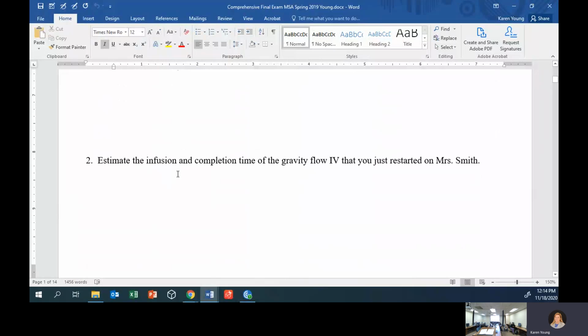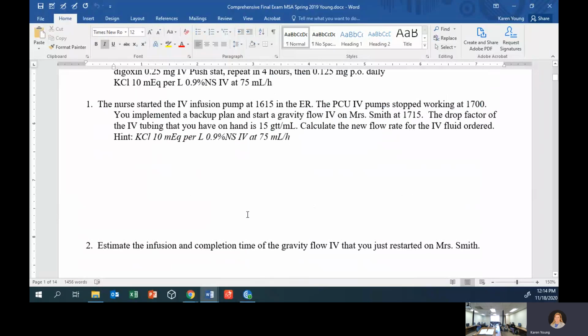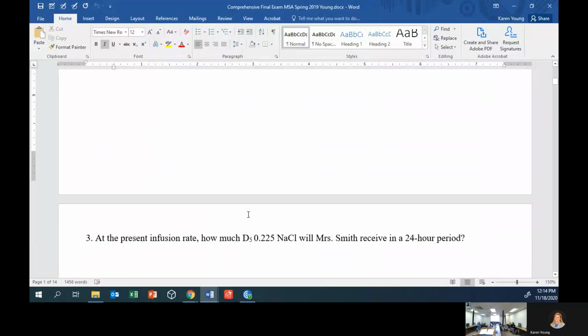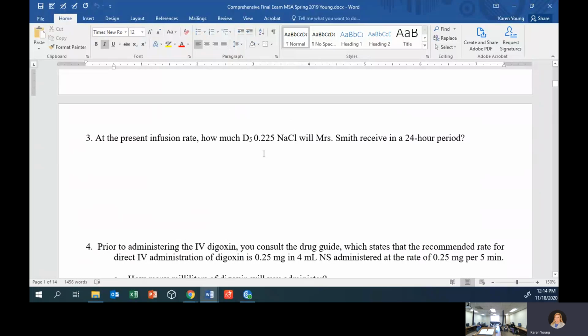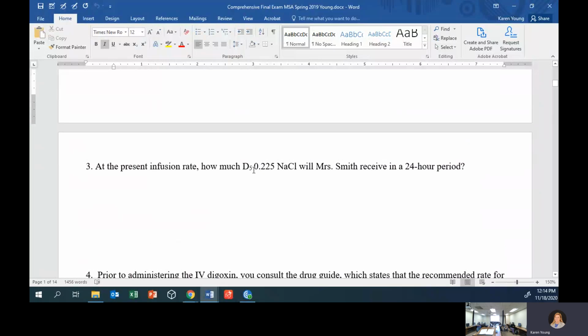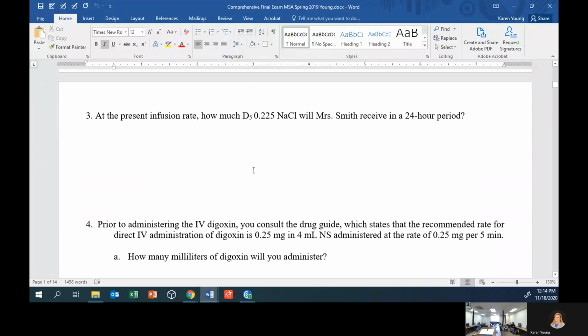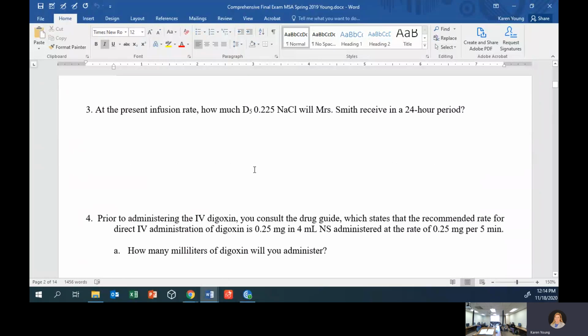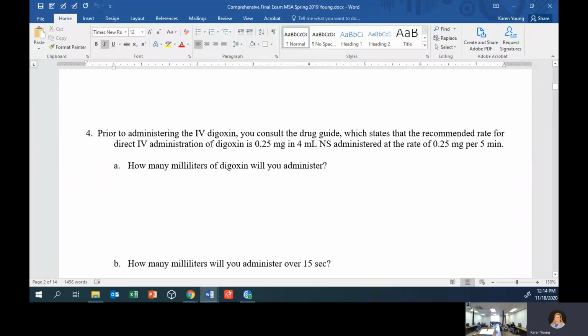Then this one refers back to the first one: estimate the infusion time and completion time of the gravity flow IV that you just restarted on Mrs. Smith. So number 2 refers back to number 1 in the times. Number 3, again, this refers back to Mrs. Smith with the IV. And then number 4 is talking about the digoxin.